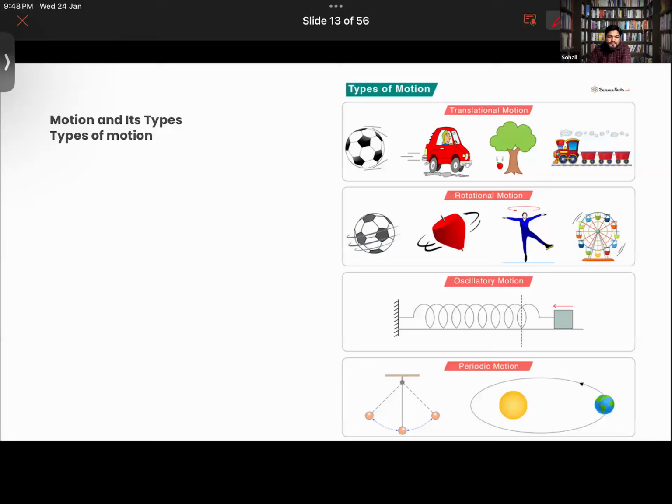Motion is a thing that changes its place over the duration of time. Okay, again, you have to be careful when you define it. Like, it is not a thing. It is a phenomena.